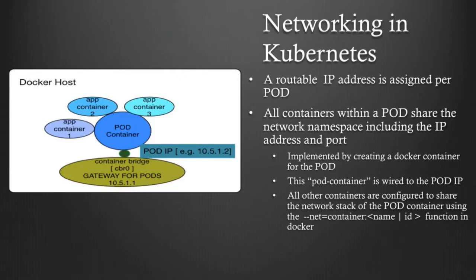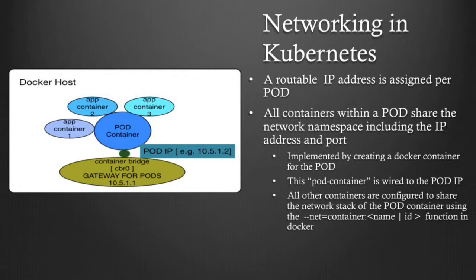So how is networking done in Kubernetes? For each pod, you create a routable IP and assign that IP to the pod. All the containers within a pod share the network namespace, including the IP address and port. How do you implement this?